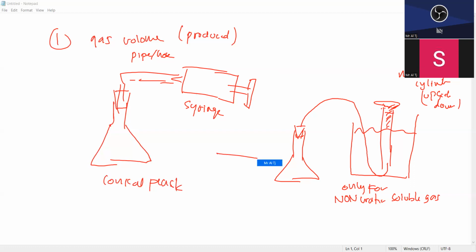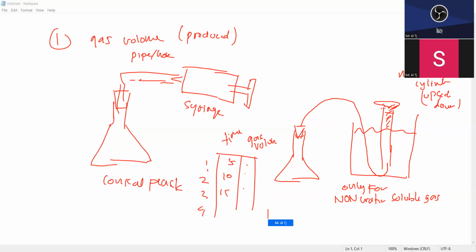From both items here, we're going to have a reading of the time and the gas volume produced. So, let's say after 5 seconds, 10 seconds, 15 seconds, we're going to note what is the volume of the gas produced. This is going to be our raw data report. Raw data is the list of the actual measurements we take from the experiment.